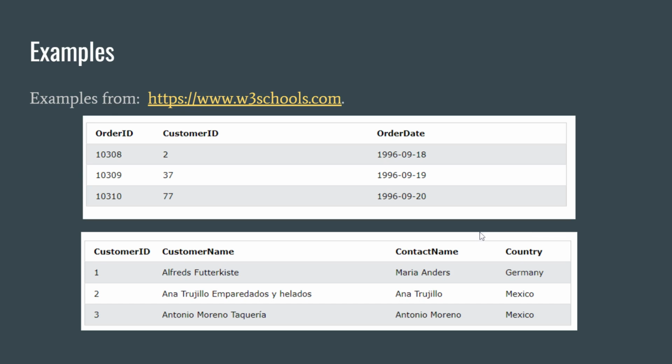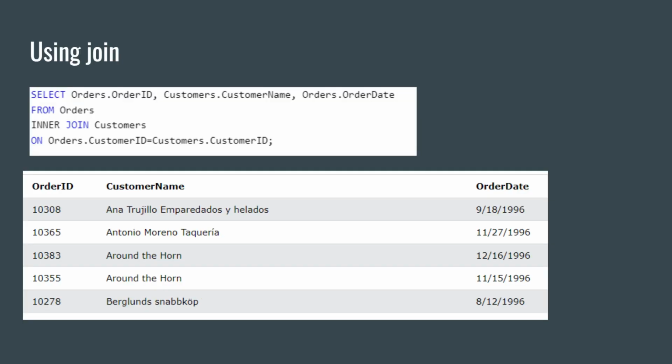Notice that the customer ID column in the orders table refers to the customer ID in the customers table, so this is our related field from these tables. The relationship between the two tables above is the customer ID column. With this information, we can create the following SQL statement. In this case, we are going to use a join clause. This selects records that have matching values in both tables.